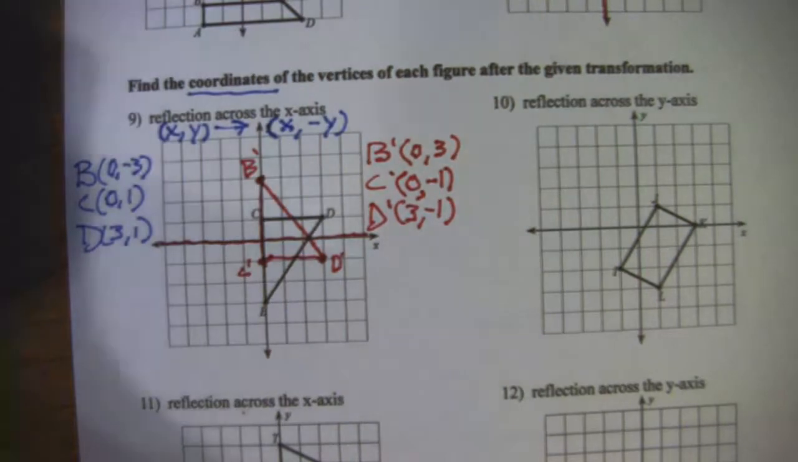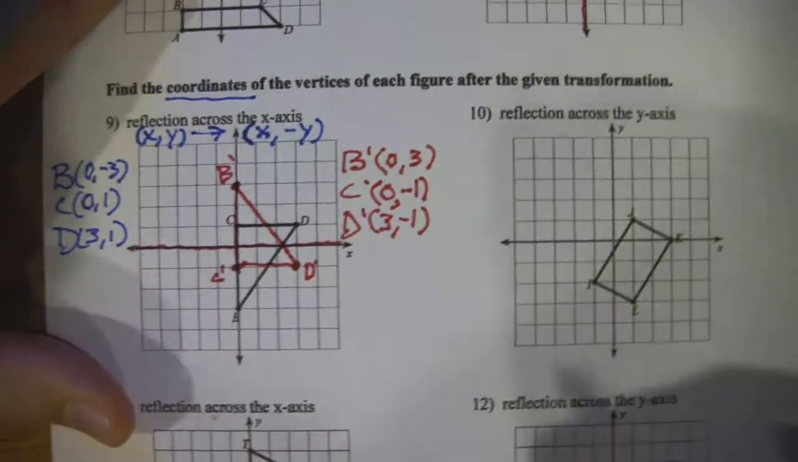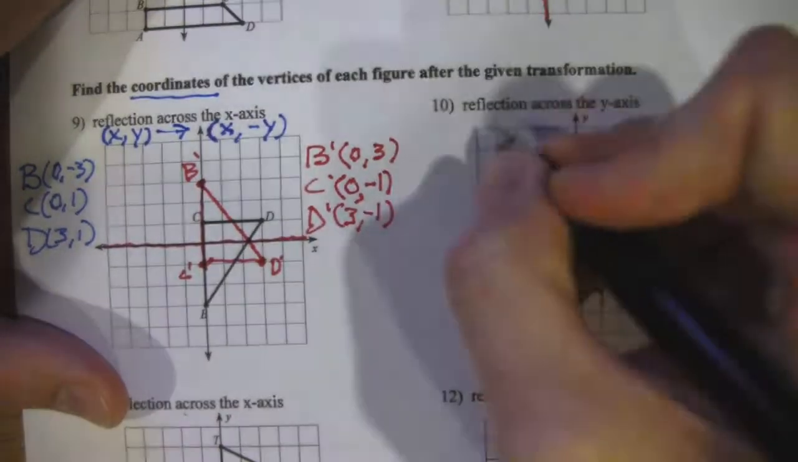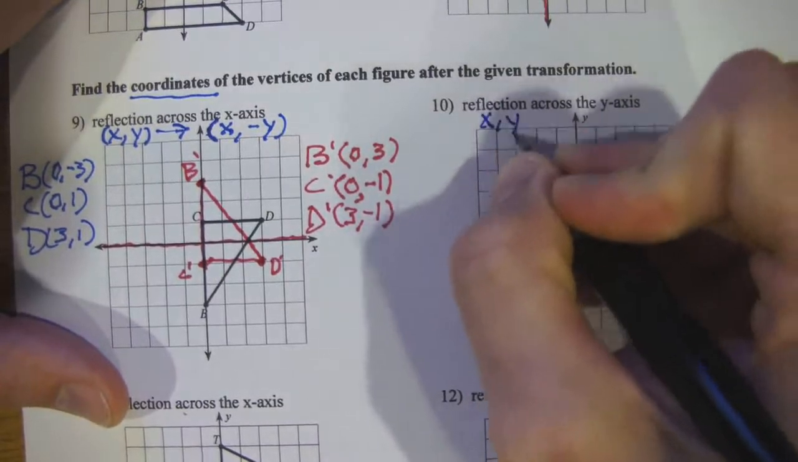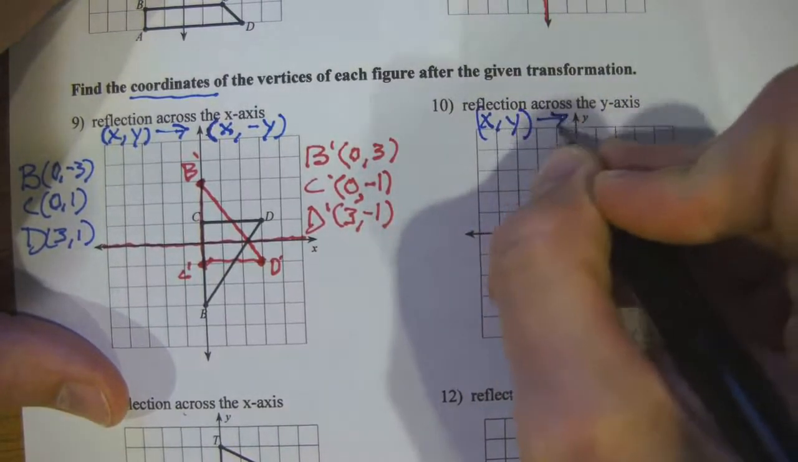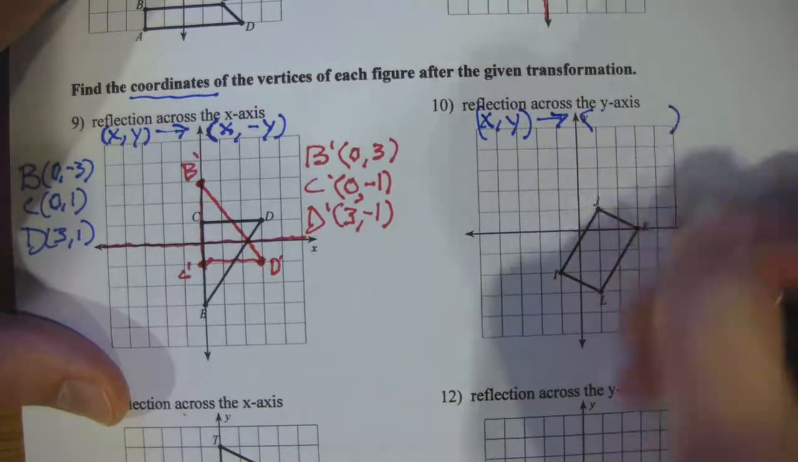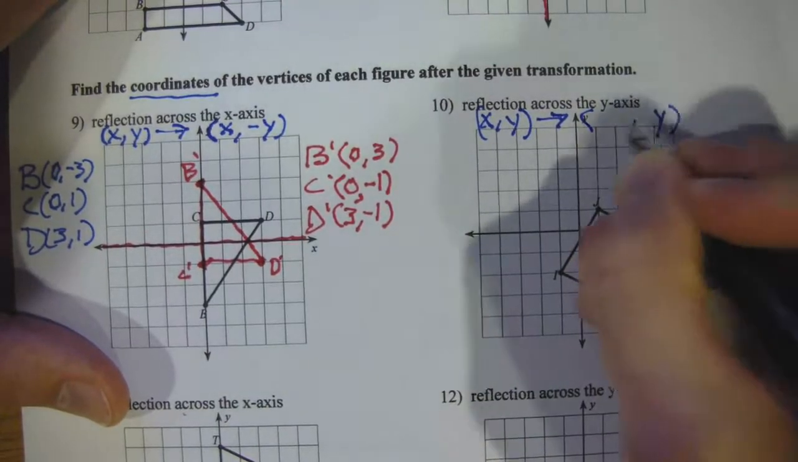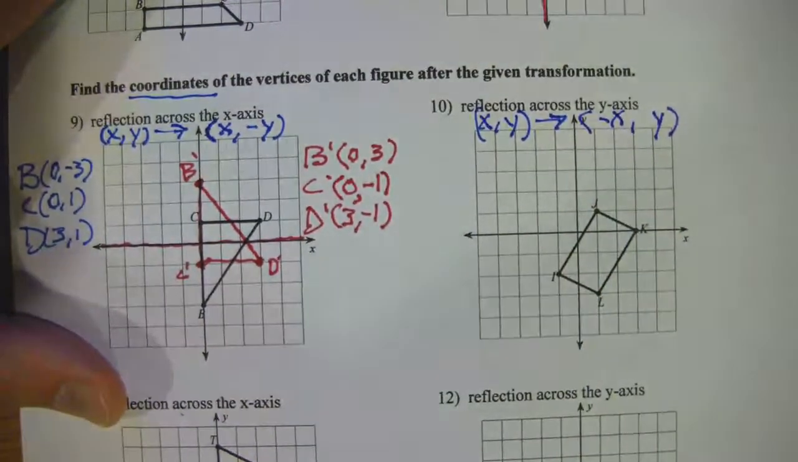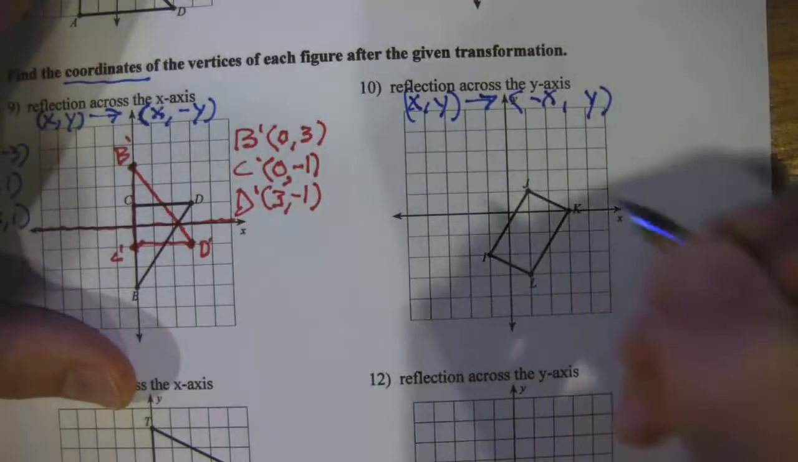All right? So let's try it again. This time we won't graph anything. We'll just do the process. So we're going across the y-axis. So x's and y's will map to, since we're going across the y-axis, y stays the same there, x becomes opposite.